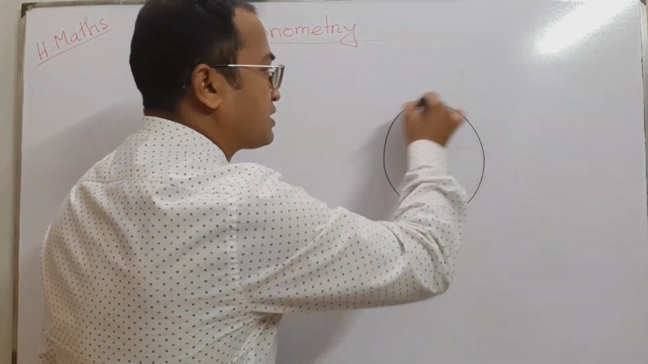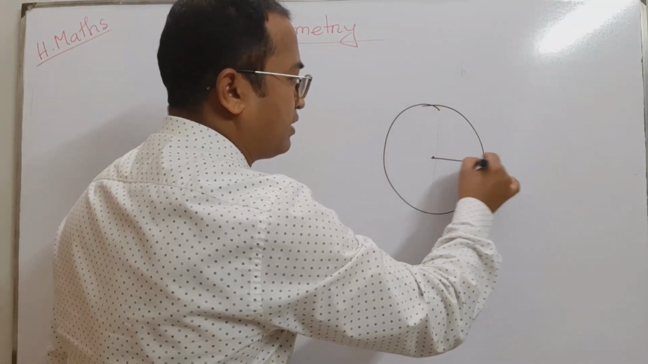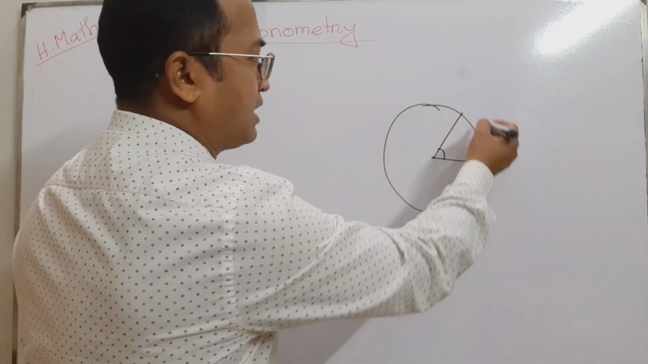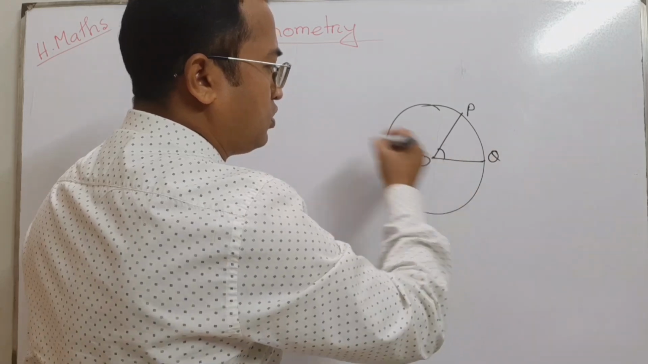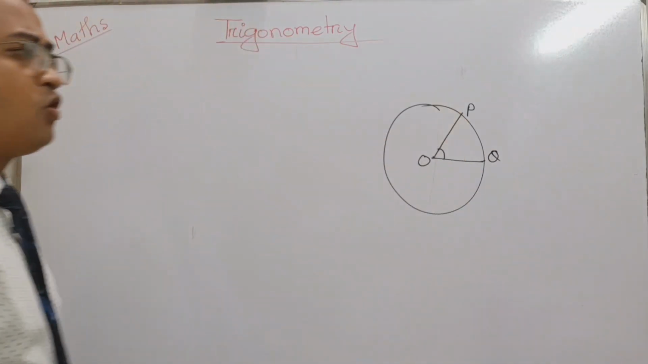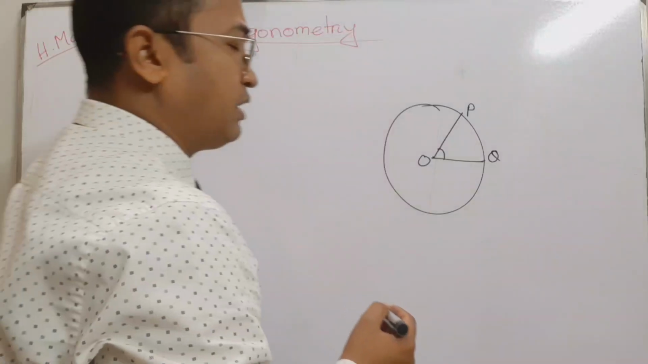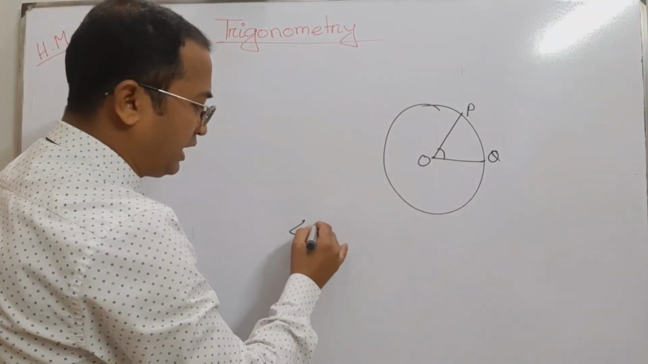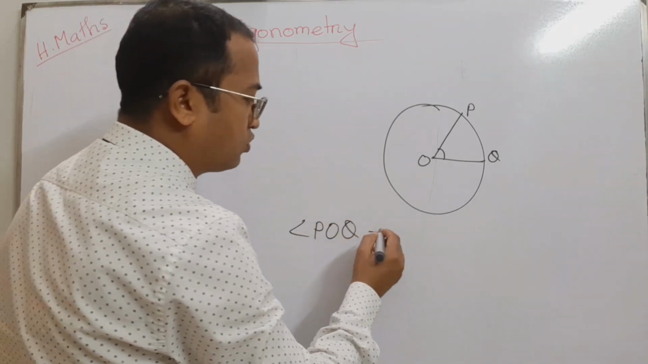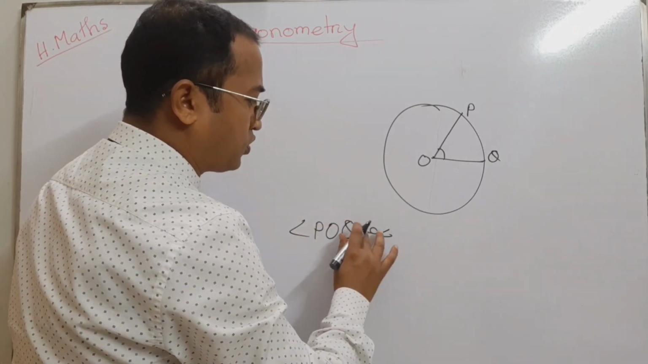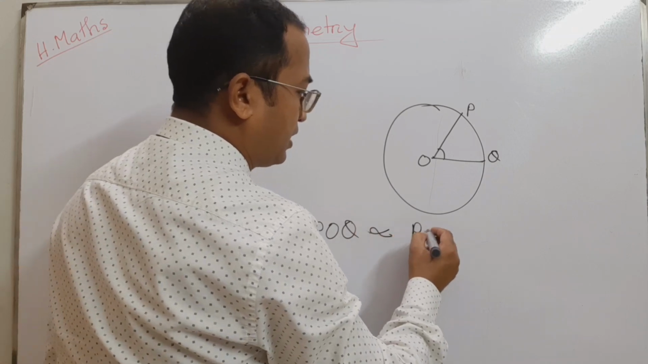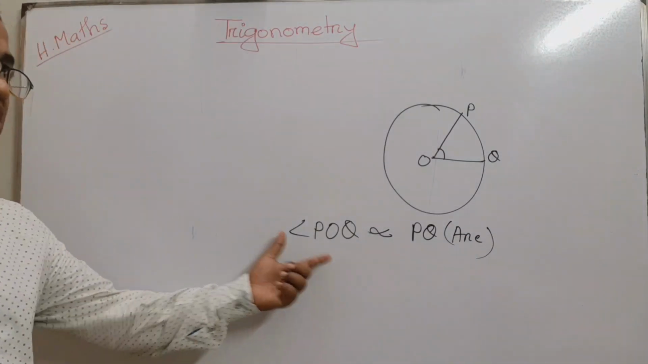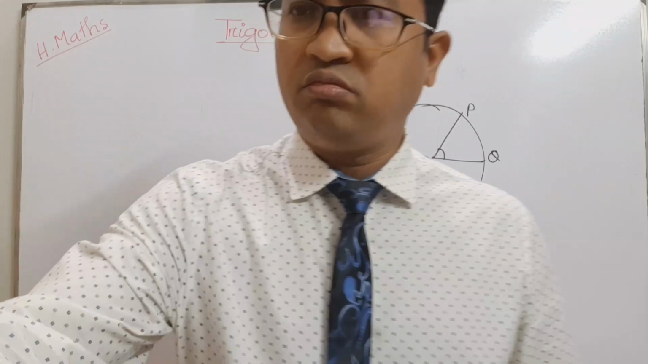Say this is a circle and this is an angle produced at the center by the arc PQ. So angle POQ is proportional to the length of the arc PQ. That is, angle POQ is proportional to the length of arc PQ. This is proposition 3.